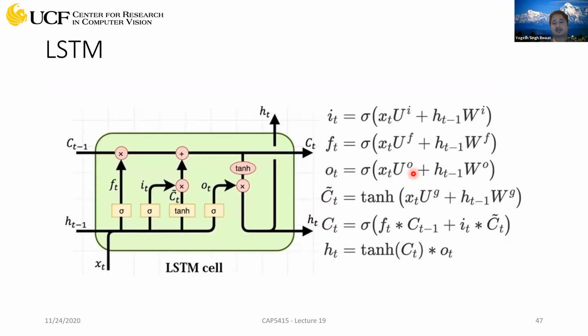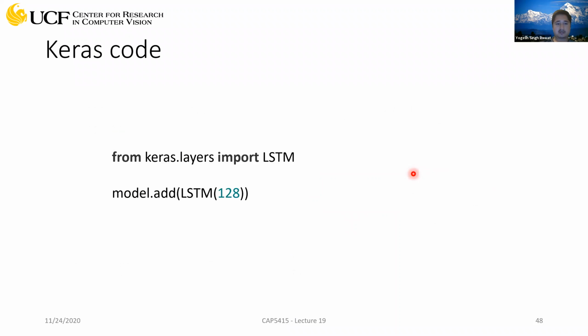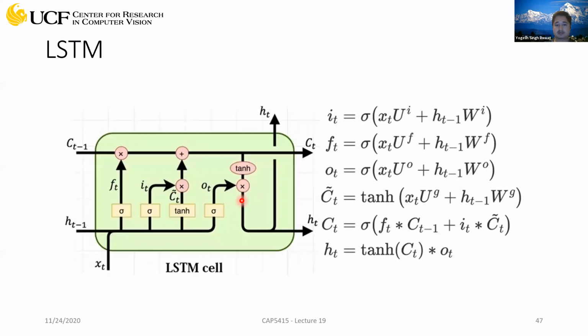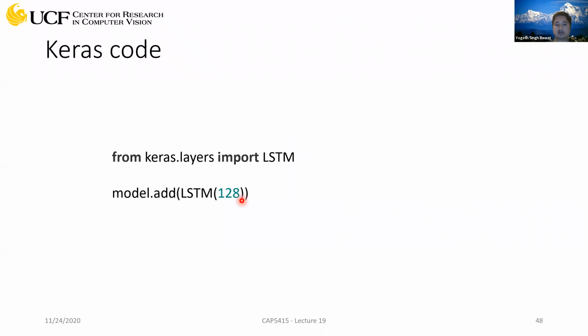Okay, so those are the equations, and as I said, it's not very difficult to modify this. But if you just have to use an LSTM layer, that's the only single line of code you have to write. Of course, you'll have to import the library, and you just have to add a layer LSTM. This 128 is saying what will be the width of your feature vector, the number of neurons you want, and that's it. This is going to implement all of this.